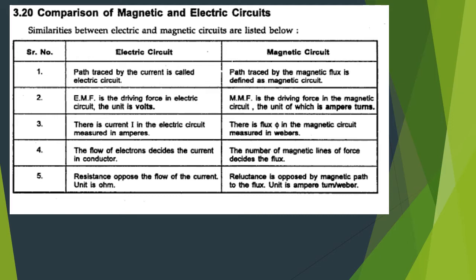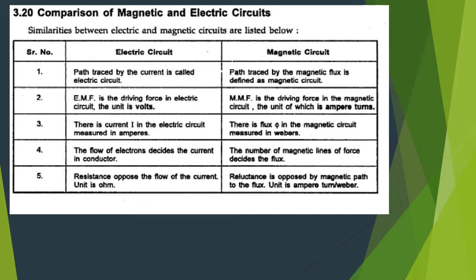The nice method is a tabular method. We make two columns, one for electric circuit and the next one for magnetic circuit, and note down. So first, the electric circuit: the path traced by the electric current is called electric circuit, or the closed loop in which current can pass is called electric circuit. Similarly, we can define the magnetic circuit as the path traced by the magnetic flux.